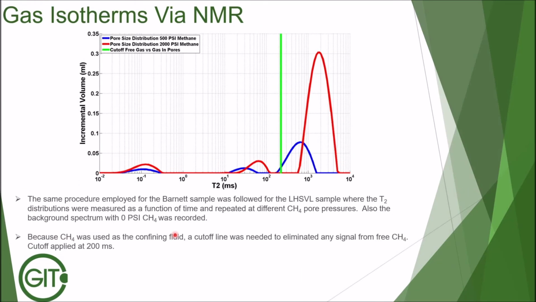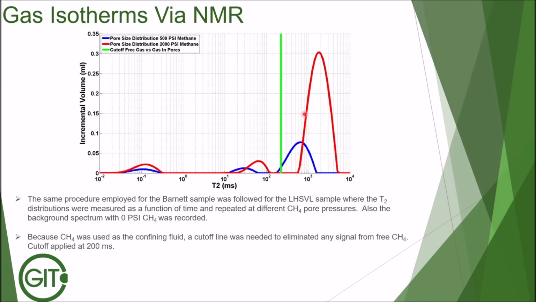So we followed the same procedure as we employed for the last sample, where the T2 distributions were measured as a function of time and repeated at different pore pressures of methane. Also, the background spectrum at 0 psi CH4 was recorded. The difference this time was that because we used methane as the confining fluid, we had a lot of free methane signal like that shown here in red and blue. So we needed to apply a cutoff in our T2 spectra so that we didn't use any of this free methane information in derivation of our gas isotherms. So to do that, we apply a cutoff line at around 200 milliseconds.